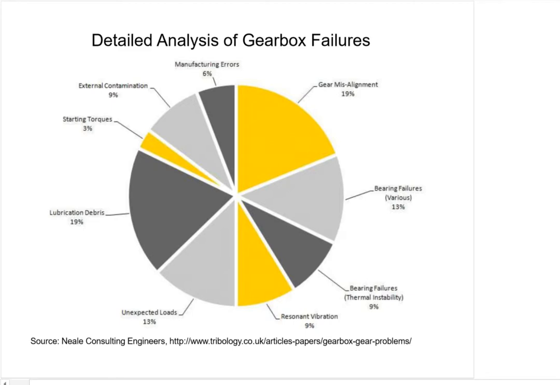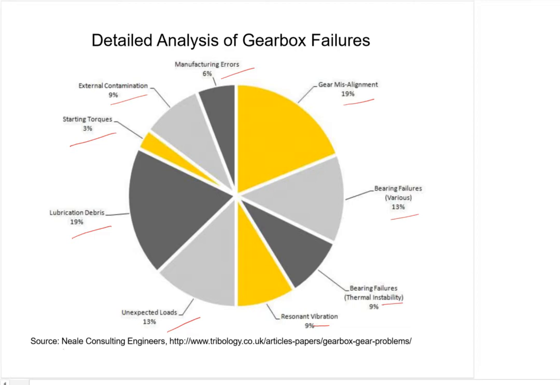Gearbox failures, again, all this isn't in the book now at this point. This gives you an idea of all the things that can go wrong with your gearbox. From resonance to bearing failures, thermal instability, other types of bearing failures, gear misalignment, manufacturing errors, external contamination, unusual starting torques, lubrication debris, and unexpected loads. I kind of covered a lot of that in the previous ones. And again, this is a really good graphic.